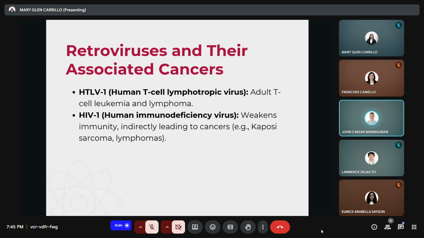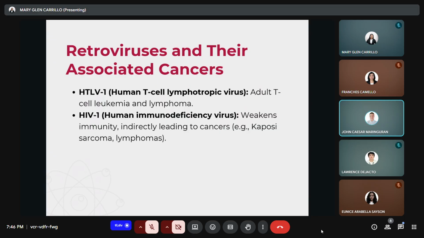First, we have HTLV-1, or the human T cell lymphotropic virus. HTLV-1 is directly linked to adult T cell leukemia or lymphoma. It infects T lymphocytes, a type of white blood cell that plays a role in immunity. The virus encodes a protein called Tax, which drives uncontrolled growth of T cells. Over time, these abnormal cells accumulate mutations and form aggressive leukemias or lymphomas.